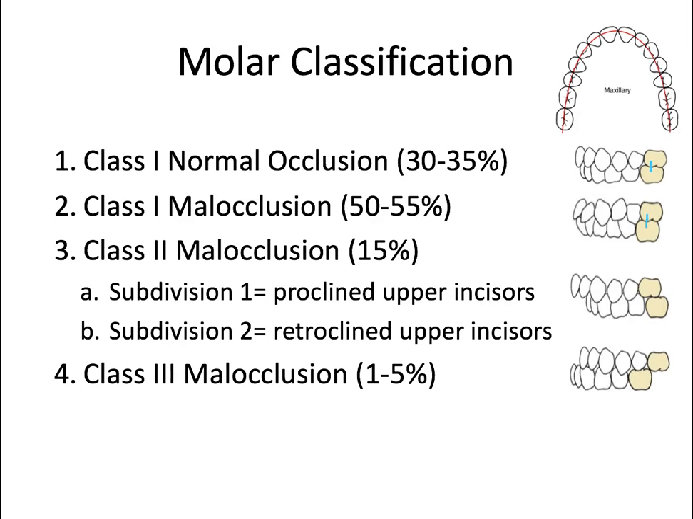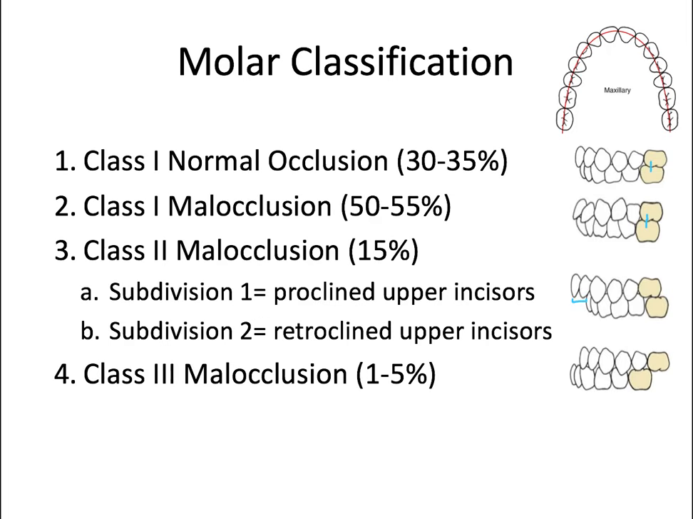Now we have subdivision 1 and subdivision 2 for the class 2 malocclusions. Subdivision 1 means that the upper incisors are flared forward or proclined. So these front teeth are either flared like this, they're proclined out, and we usually have some element of excess overjet. We'll talk more about that in the next slide.